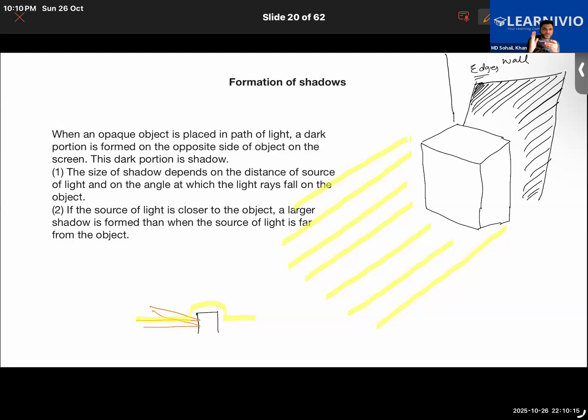As the distance is decreased, the size of the shadow increases. While if I increase the distance by moving my hand away, the size of the shadow becomes smaller. Then there's one more thing. If I slightly change the angle between my hand and this flashlight, that will also affect the size of the shadow.